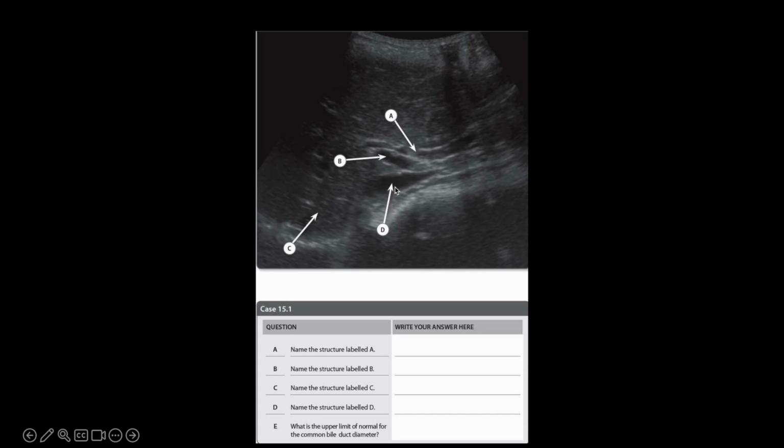D is the IVC, the intrahepatic portion of the IVC. Call it the inferior vena cava, remember, in the exam, don't use abbreviations. And then C is the right lobe of the liver. It's hard to tell what segment this is, and so right lobe of the liver is good.